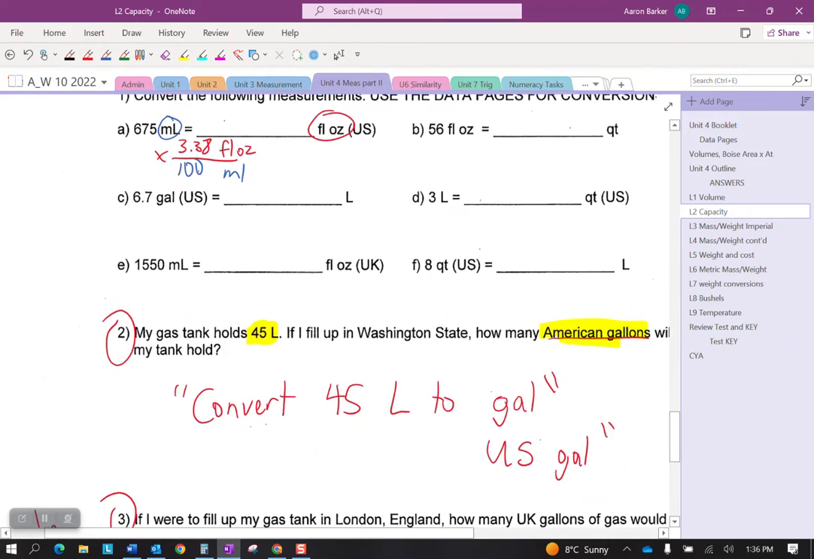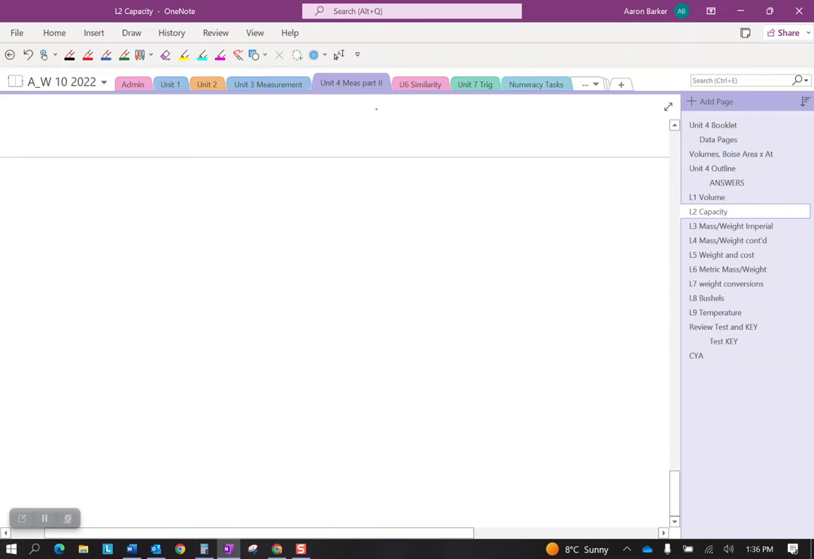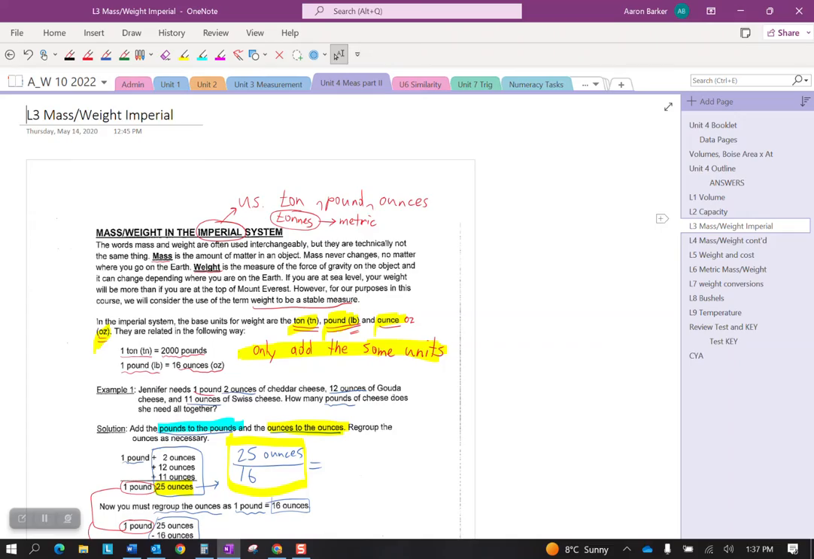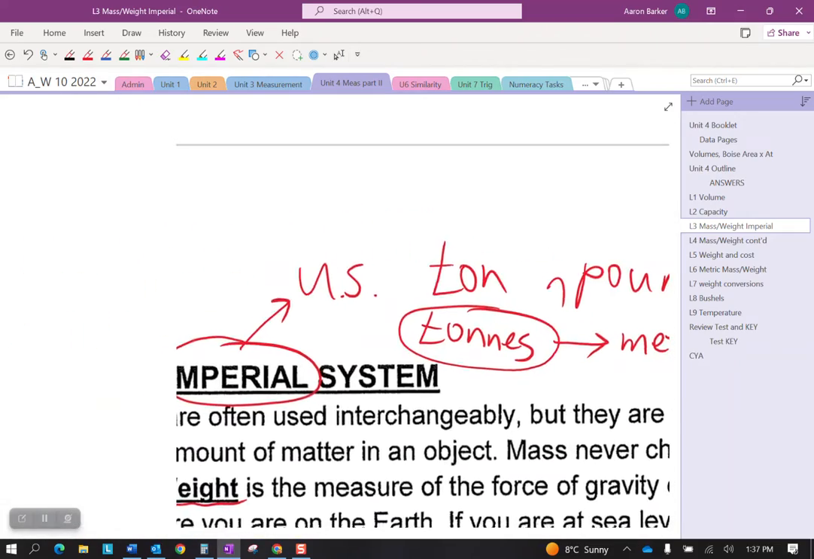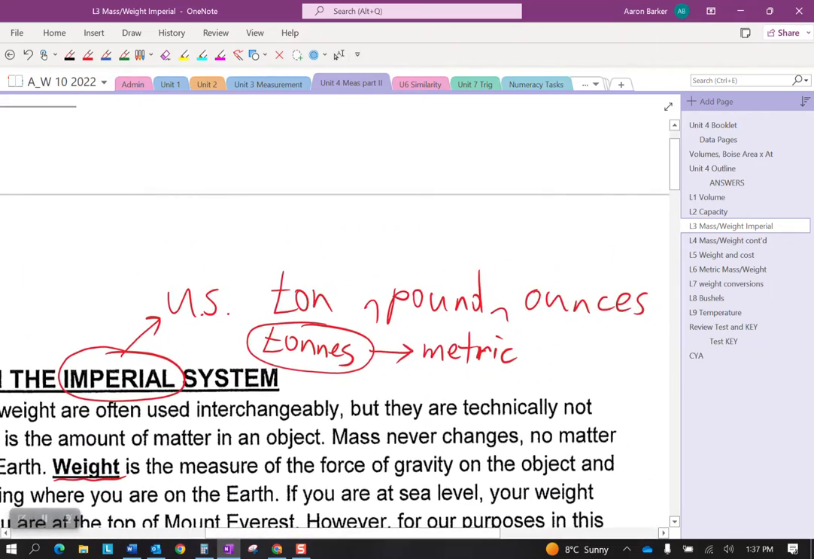Let's turn down to our notes then. That's the next page. Imperial mass and weight in the imperial system. So the imperial system is the American system. And in the American system, the heaviest weight is tons, T-O-N, 1 N. Write that down. Yes. Then the next most common one is pound. And then the smallest one is the ounces.